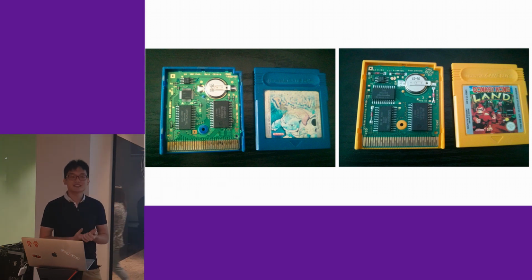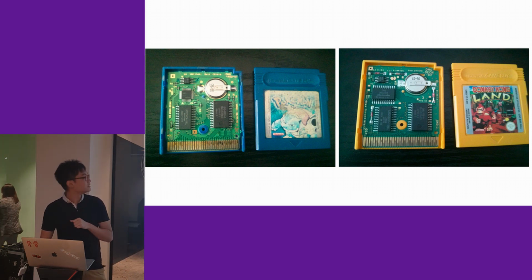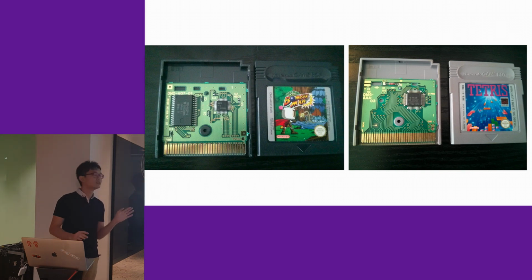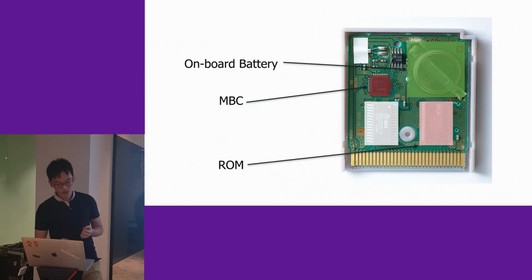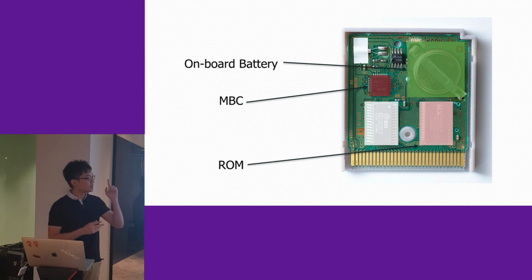But not all cartridges needed to retain the data on the board. In this case, Bomberman and Tetris don't have a battery, and they have far fewer components. So what are the other components on it, aside from the battery? The memory bank controller, which does the dynamic mapping of the ROMs.